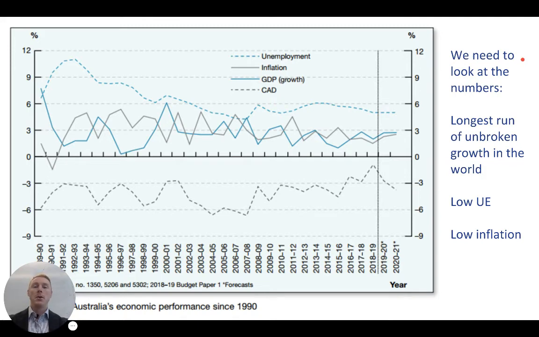Overall, you're probably going to say that for macroeconomic policy that we have been effective to some extent because we've had the longest run of unbroken growth in the world. We've had generally low unemployment and low inflation for quite some time now.